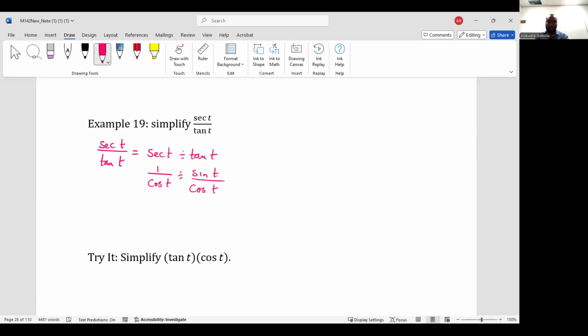So this equals 1 over cosine of t times cosine of t divided by sine of t. And this here 1, this here 1. So finally, we have 1 over sine of t. However, I do know that 1 over sine of t is cosecant of t. So we've been able to simplify that trig expression.